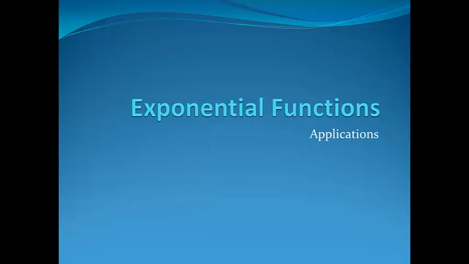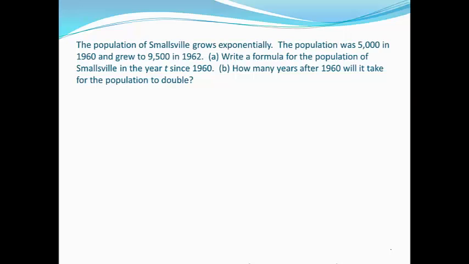In this lesson, we're going to look at applications of exponential functions. In this problem, we have the population of Smallsville growing exponentially. The population was 5,000 in 1960 and grew to 9,500 in 1962. Part A would like us to write a formula for the population of Smallsville in the year t since 1960, in which case t equal to 0 would be 1960, and we know in 1960 the population was 5,000.